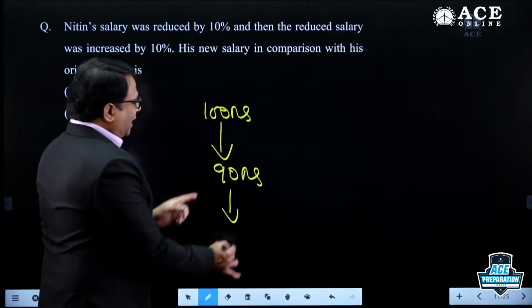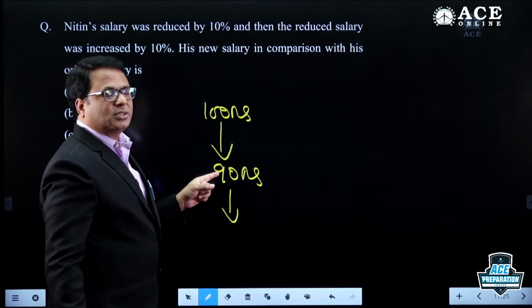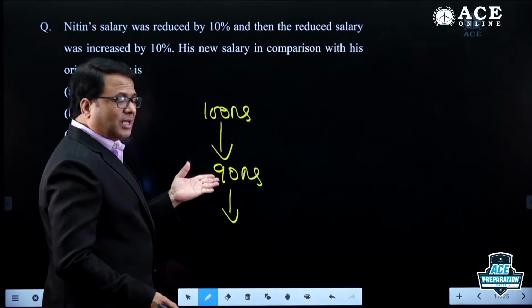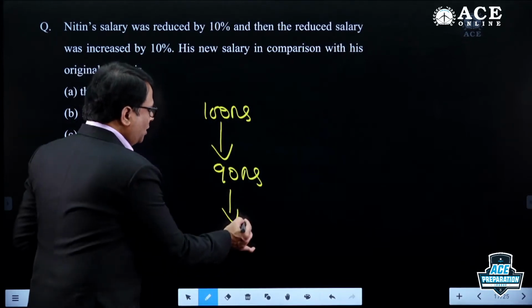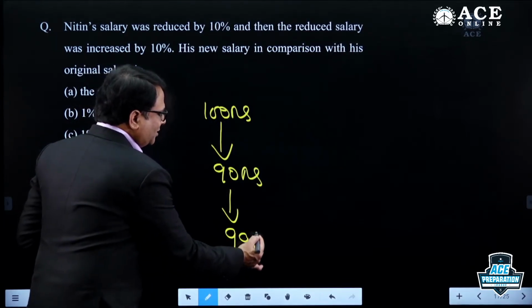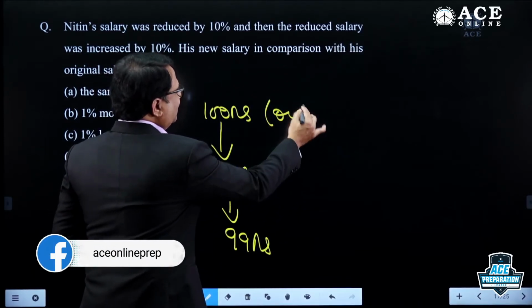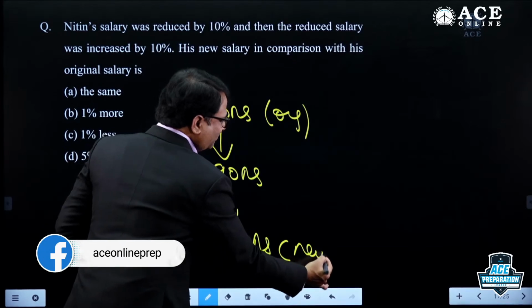Now tell me, 10% of 90 is how much? 10% of 90 is 9 rupees. That means this salary is increased by 9 rupees. So now it is 99 rupees. So this is the original salary and this is the new salary.